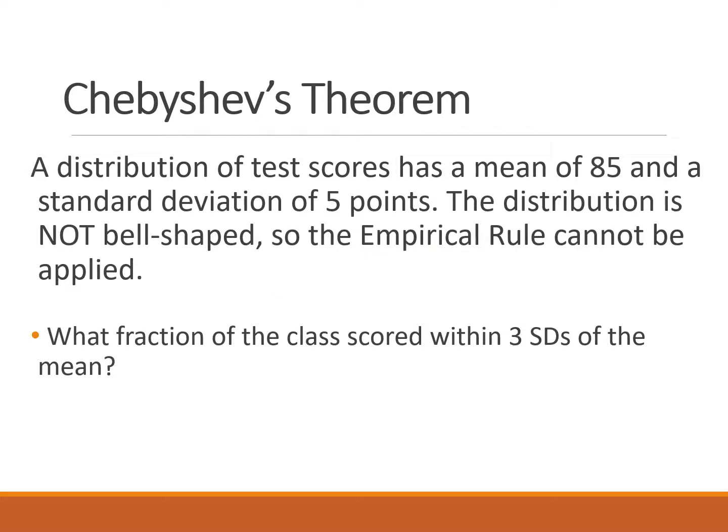With that said, let's say we have test scores with a mean of 85 and standard deviation of 5. It's telling us that this is not bell-shaped, so we can't use the empirical rule. What fraction of the class scored within 3 standard deviations of the mean? We're just doing that equation from the previous page: 1 minus 1 over 3 squared, which is 1 minus 1/9, or 8/9.